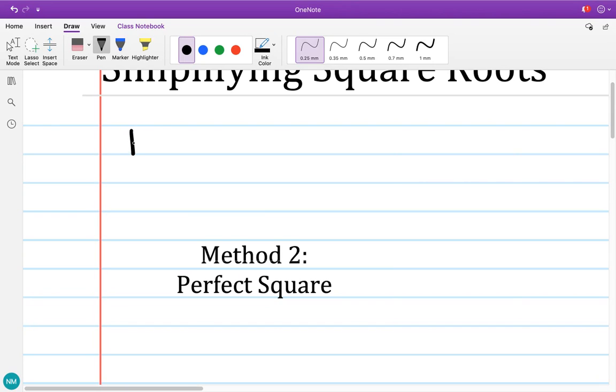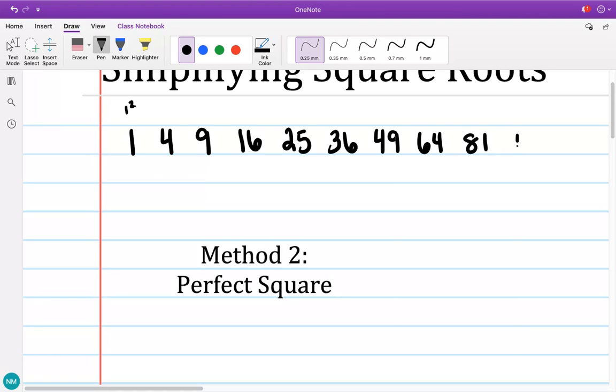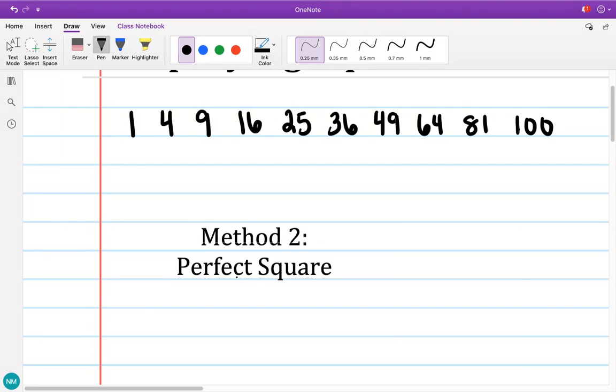So my perfect squares are 1, which is 1 squared, right? 4, which is 2 squared. 9, which is 3 squared. 4 squared, which is 16. 5 squared, 25. Then 36. Then 49. Then 8 squared, which is 64, right? So I can keep going. I'm actually going to keep going until I hit 100. So 64 is 8 squared, 9 squared is 81, and then I have 100. Okay, those are my first 10 perfect squares, 1 through 10. So it's really important to know our perfect squares for this method.